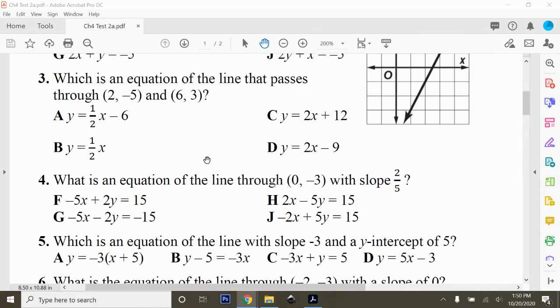Number three, which is an equation of a line that passes through the points (2, negative 5) and (6, 3)? A, y equals 1 half x minus 6. B, y equals 1 half x. C, y equals 2x plus 12. Or D, y equals 2x minus 9.